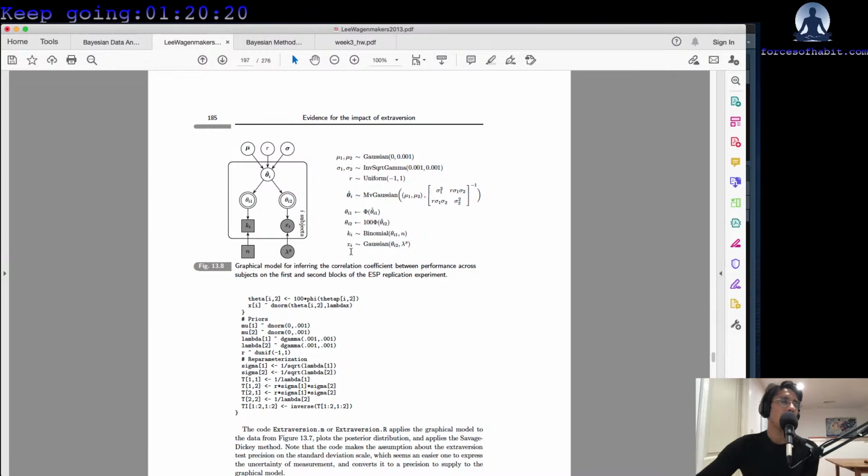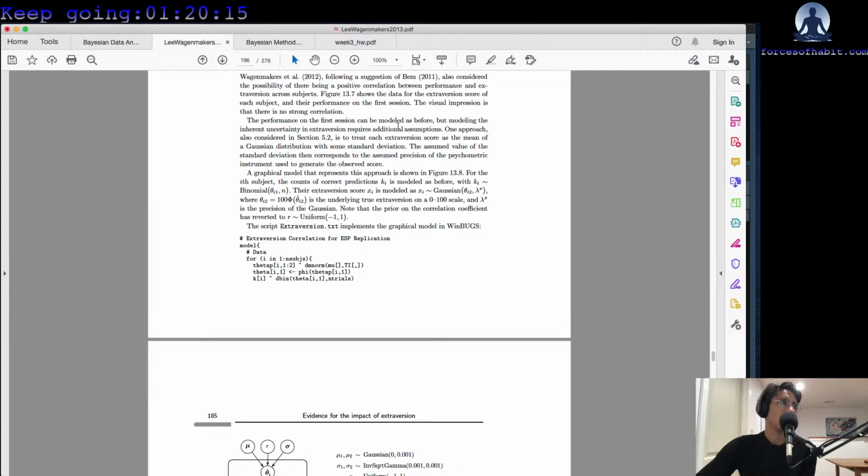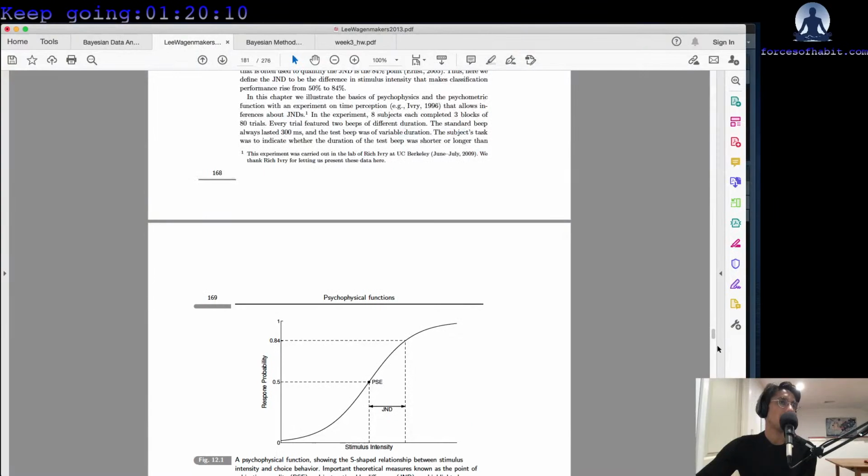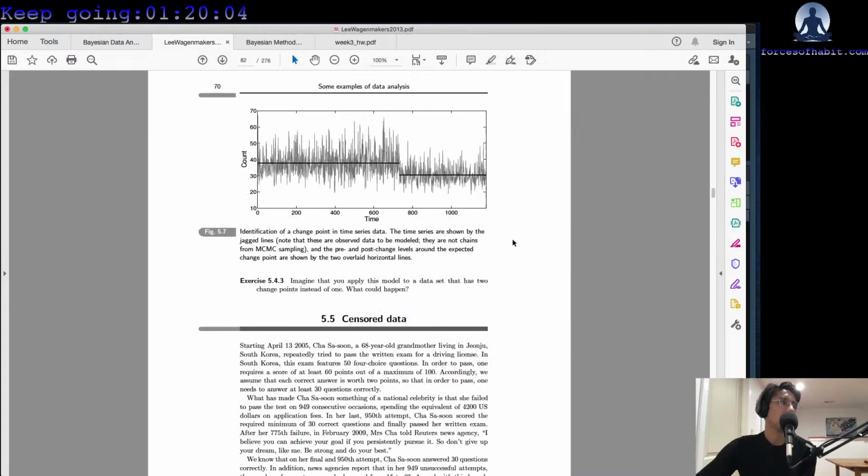But first, it might be of use to go back to 5.2, because it's an approach we considered in 5.2. So just to make the connections between the material, I'm just going to go ahead and jump back and look at 5.2 really quick.